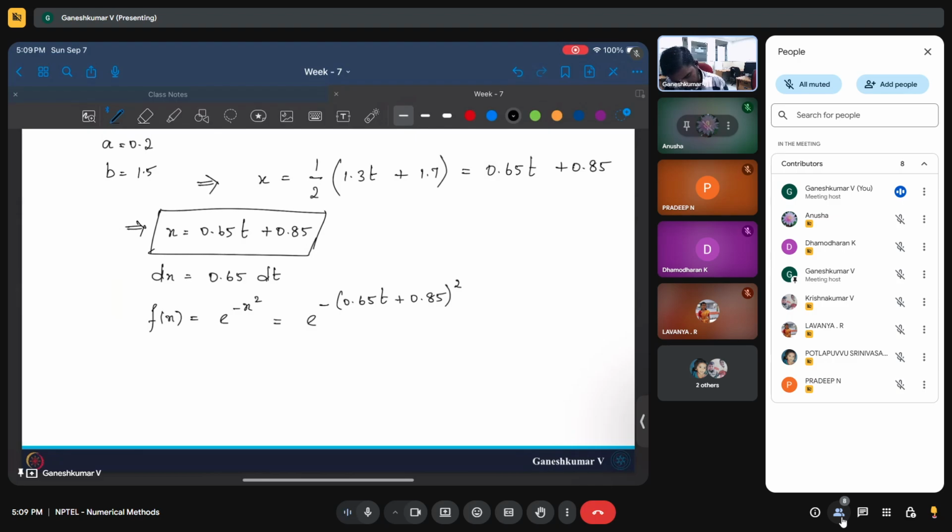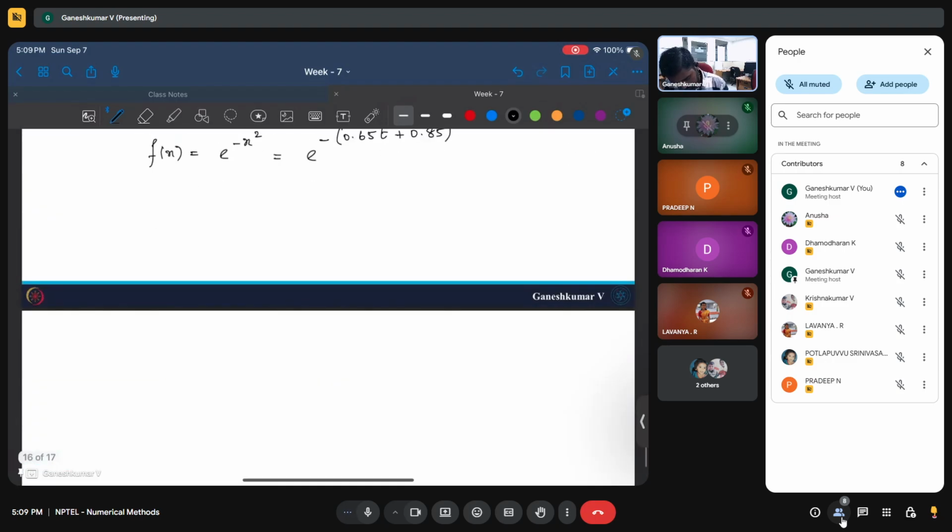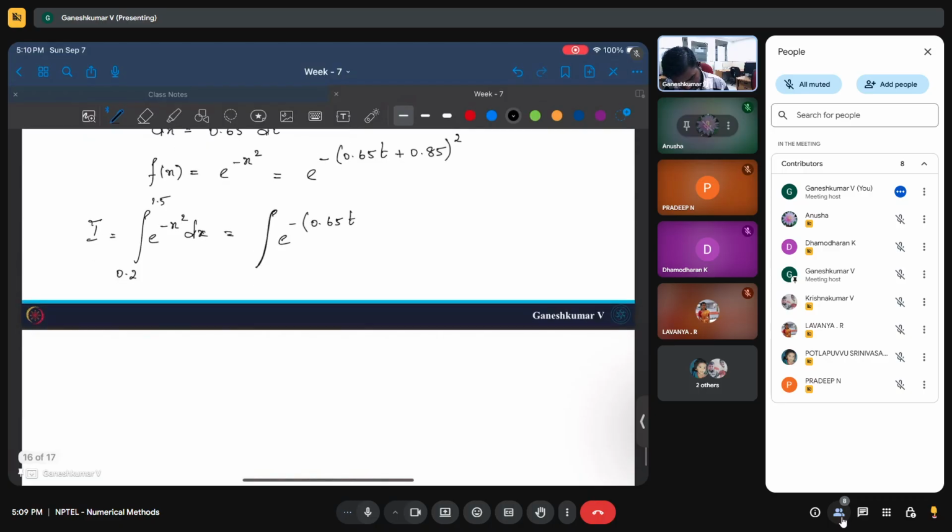Now let's write down the integral. I is the integral from 0.2 to 1.5 of f of x, where f of x is e power minus x square dx, which is what we need to find out. This is equal to the integral of e power minus (0.65t plus 0.85) square into dx, and dx is 0.65 into dt.